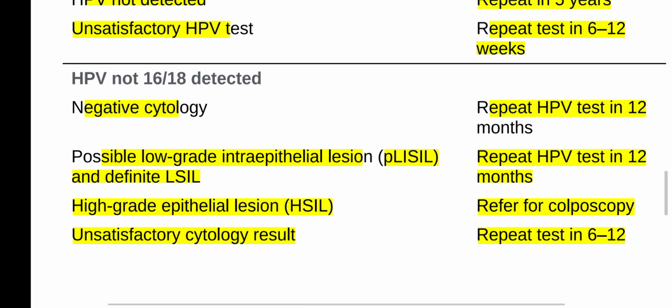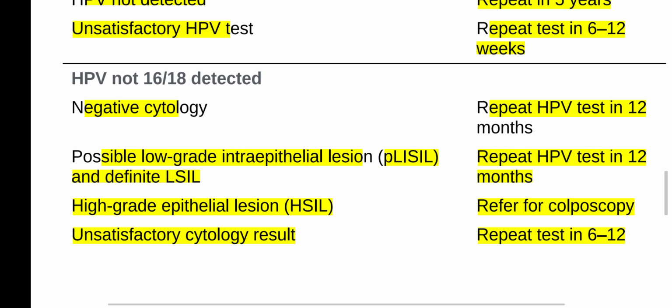In those patients in which HPV is detected and the cytology shows a low-grade intraepithelial lesion, possible low grade or definite low grade, any one of these cytology results, since HPV is already detected and we are sending liquid-based cytology, we have to repeat the HPV test in 12 months in those women who have low grade.